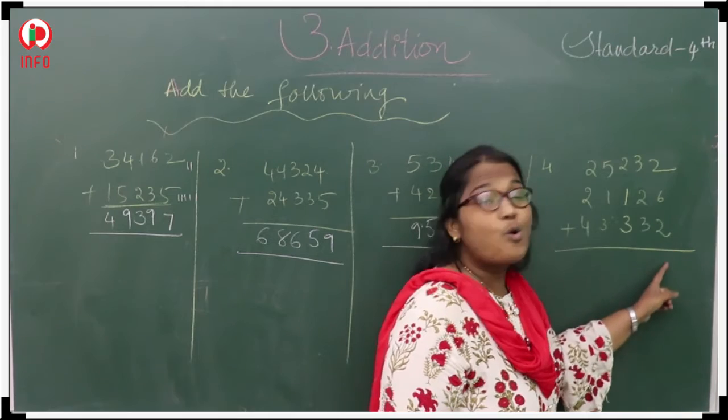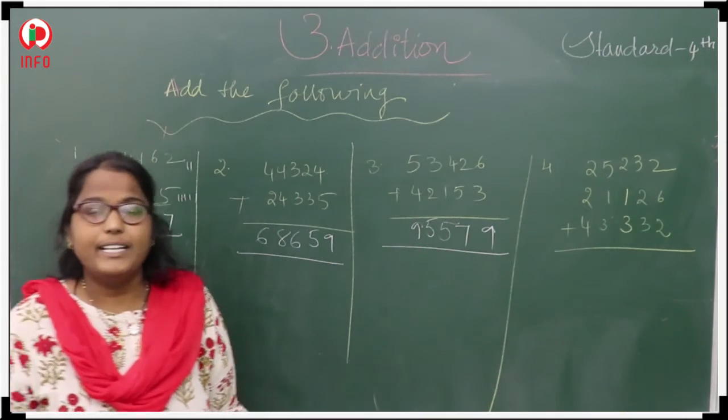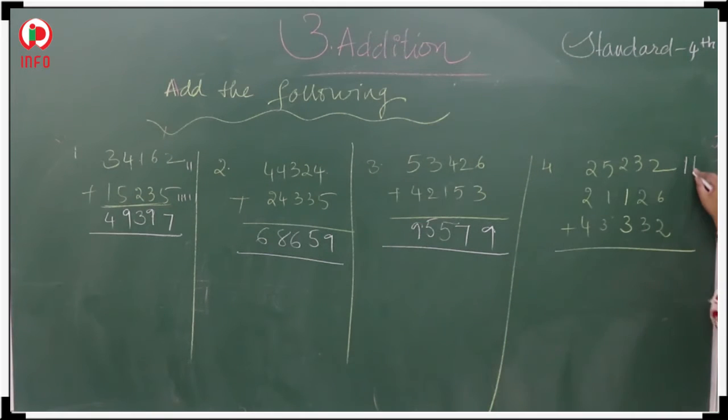See, children, we are having so many. Here we are having only 2. There we are having 3. So what we need to do? You can go with the stripes. 1, 2, 1, 2, 3, 4, 5, 6, 1, 2. 2 plus 2, 4. 4 plus 6, 10.